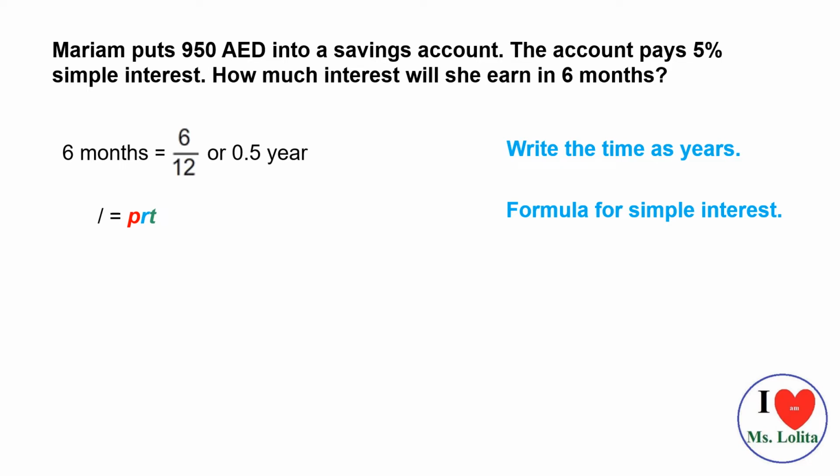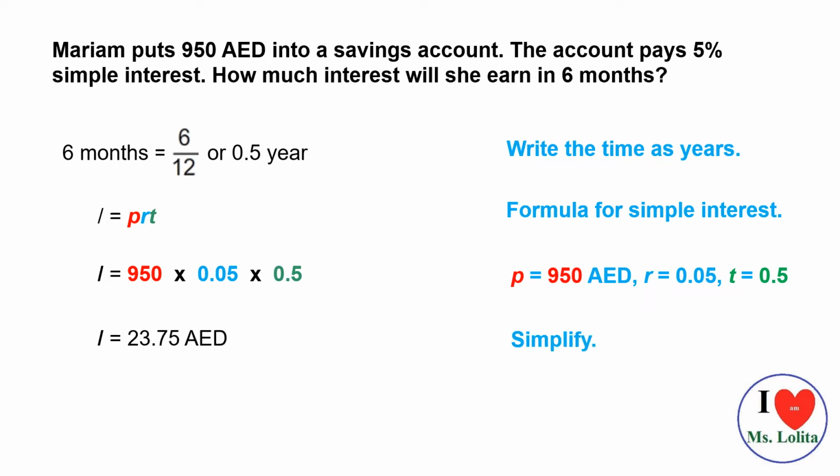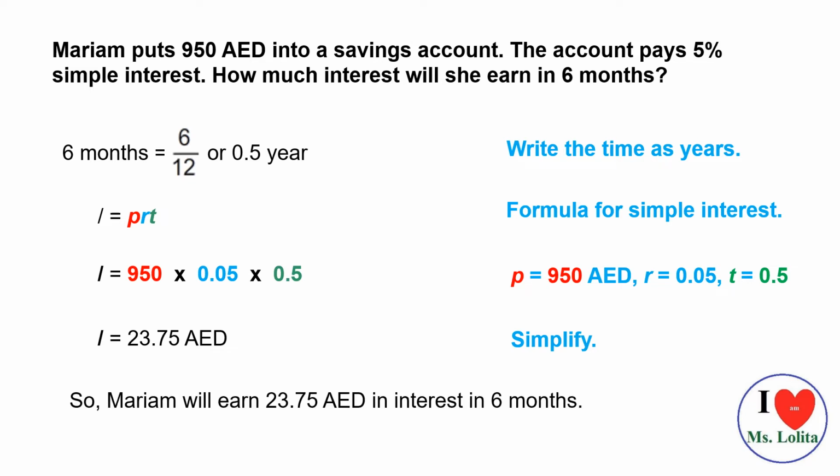Then, we can apply the formula for simple interest. I is equal to PRT. From the given word problem, we can find that P is equal to 950 dirhams, R is equal to 0.05, and T is equal to 0.5. Substituting these values into the given formula, I is equal to 950 times 0.05 times 0.5. To simplify, I will give us 23.75 dirhams. So, Mariam will earn 23.75 dirhams in interest in 6 months.